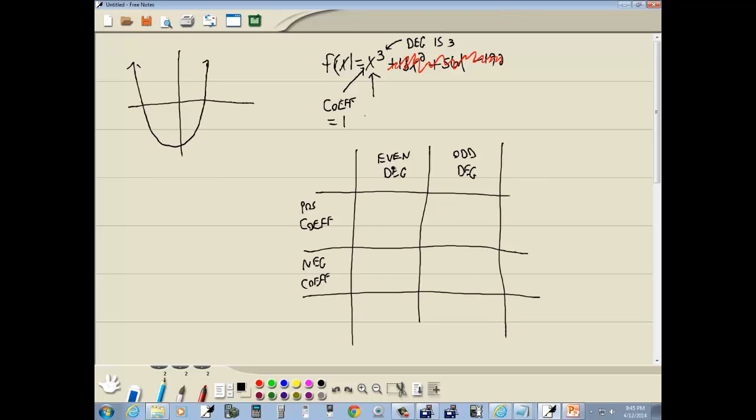Okay. Now, if you've got an even degree and a positive coefficient, it's up to the left, up to the right. If you got an even degree and a negative coefficient, it's down to the left, down to the right. Now for an odd degree, we got a positive coefficient, it's down to the left, up to the right. And for an odd degree negative coefficient, it's up to the left. And I know you can't read my writing very well, but that's not the point of this video anyway. And it's down to the right.